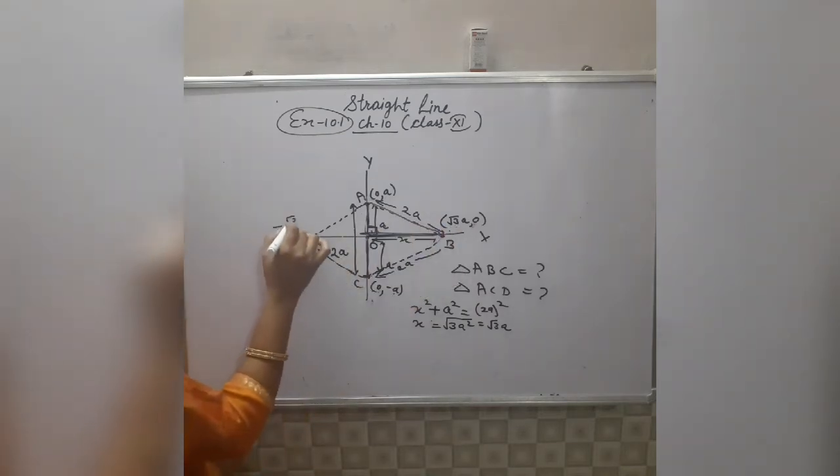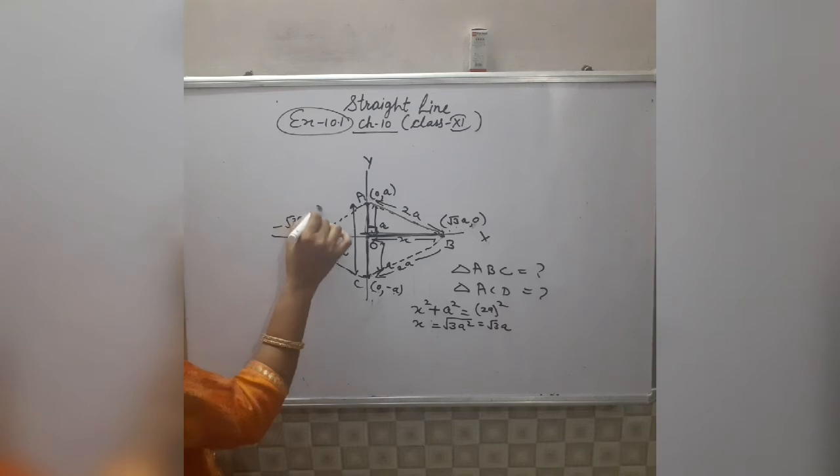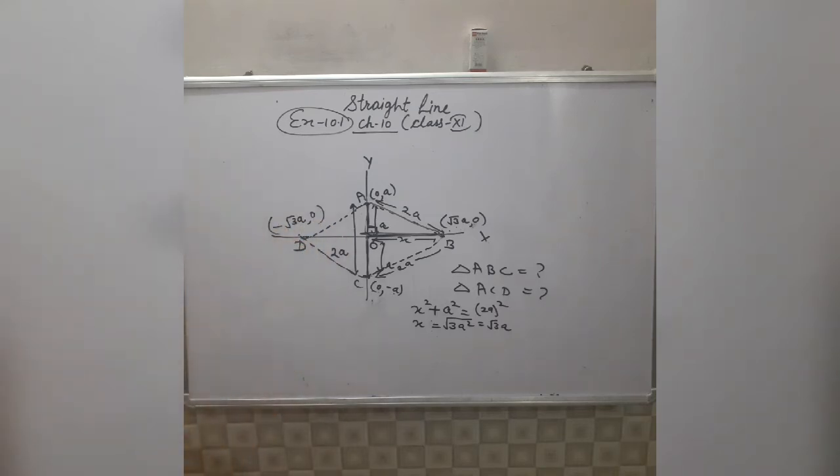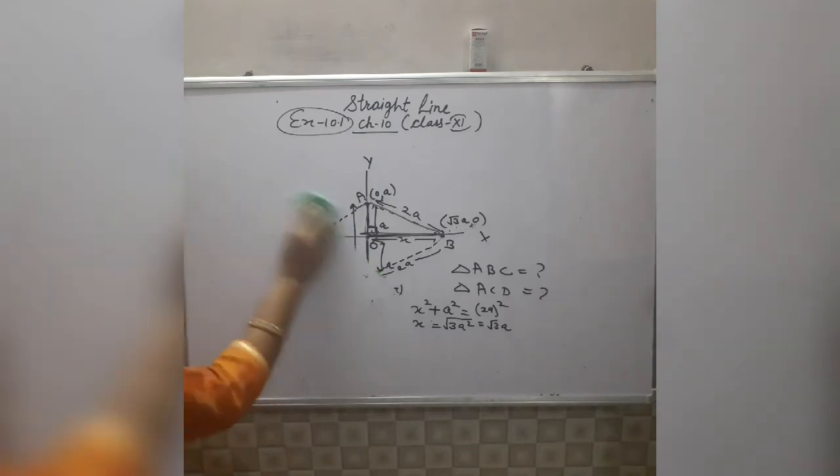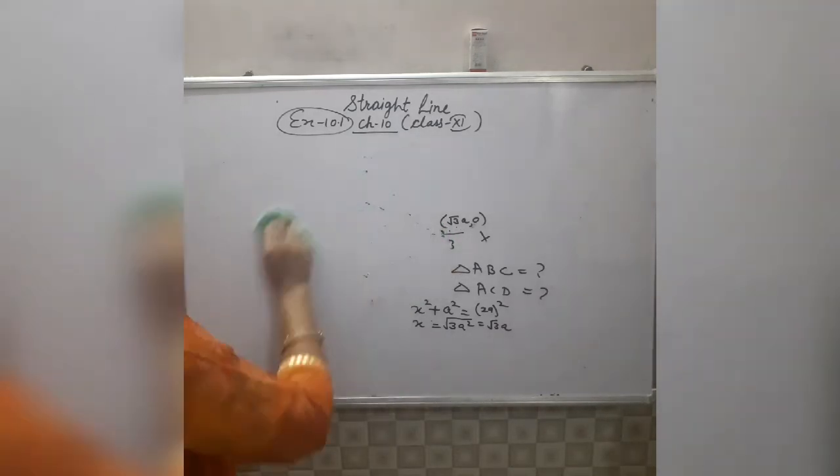Similarly, taking the negative sign, means minus root 3a comma 0. This is the value of point D. So these are the vertices of the required triangles. This is question number 2.